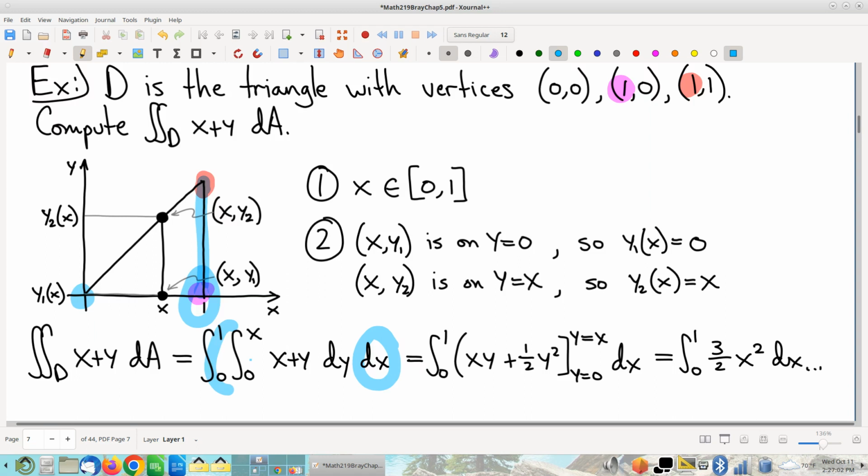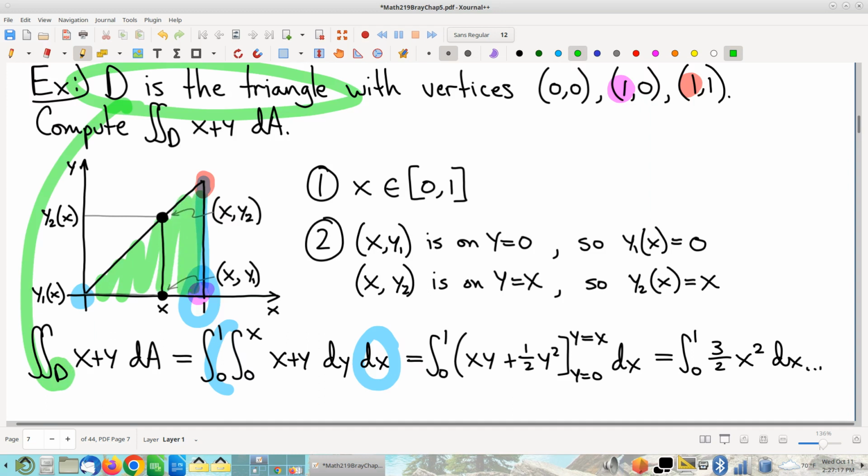Why is it D instead of R? Why is there a D instead of the R on the double integral? Oh, D was the name of my triangle. So the domain is just called D. You don't always have to use the letter R. Whatever the name is of your domain set, that's what the subscript is. That's how you indicate the domain.